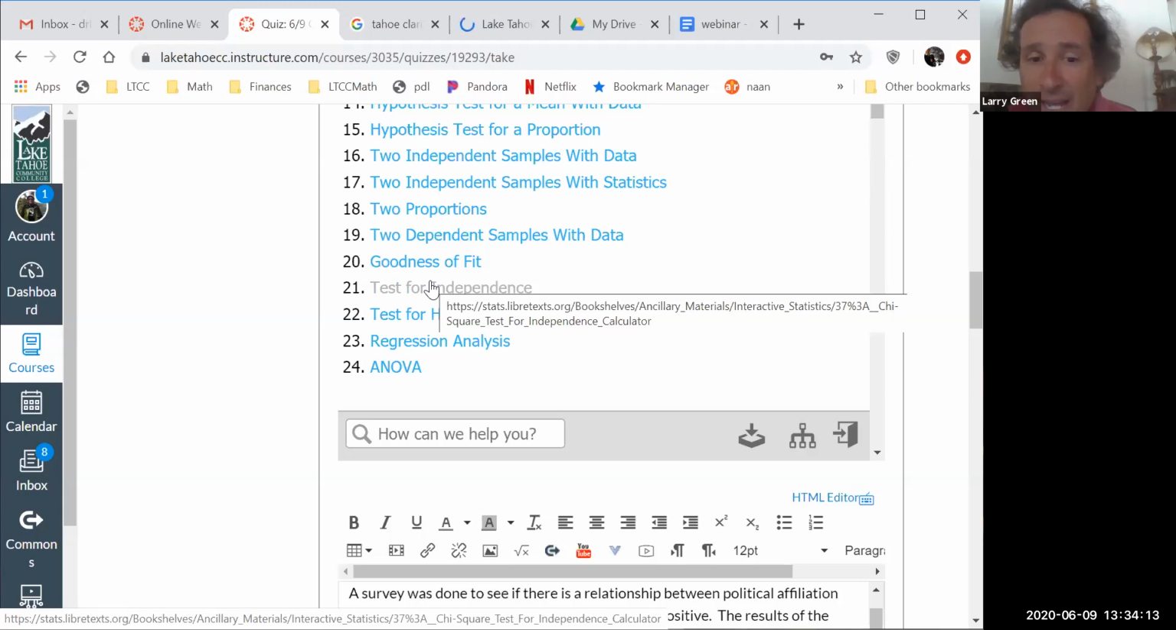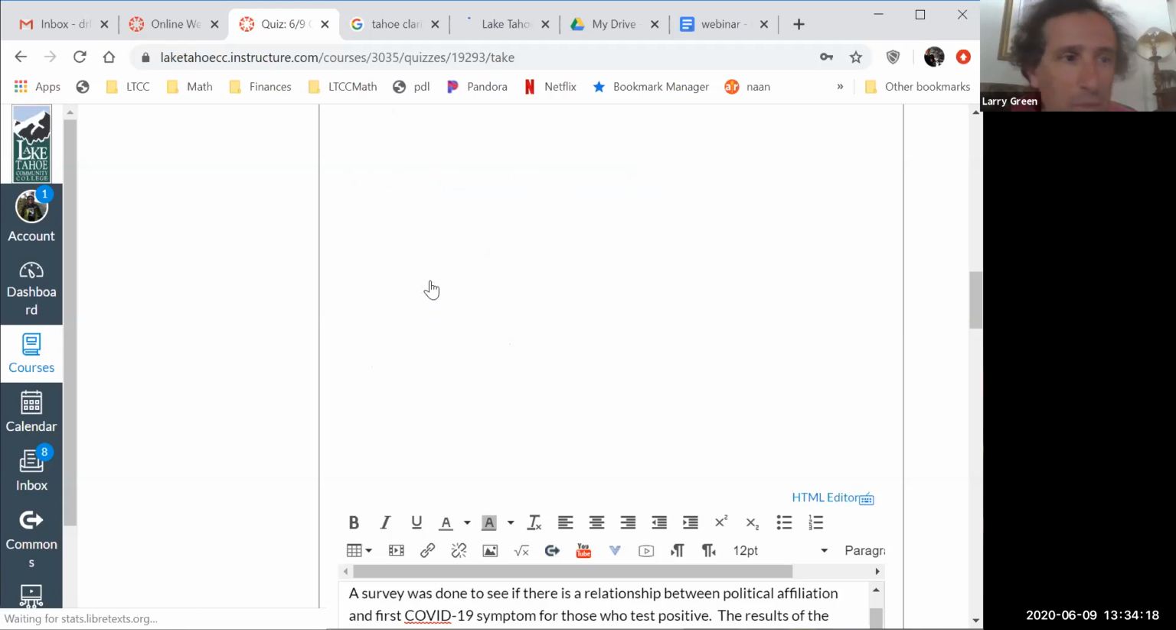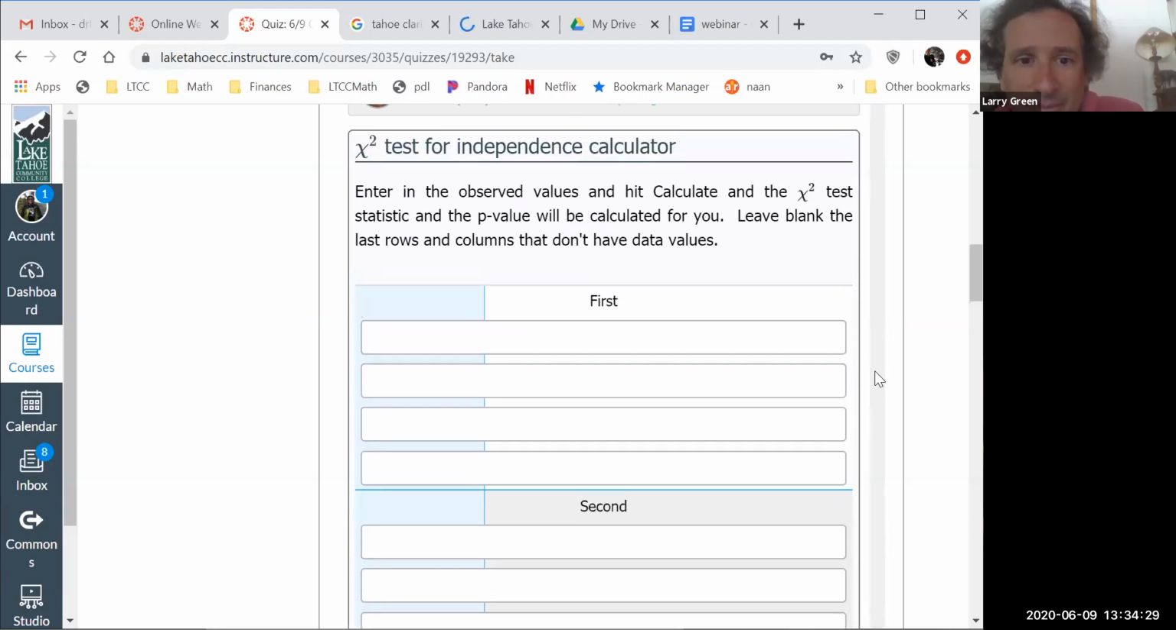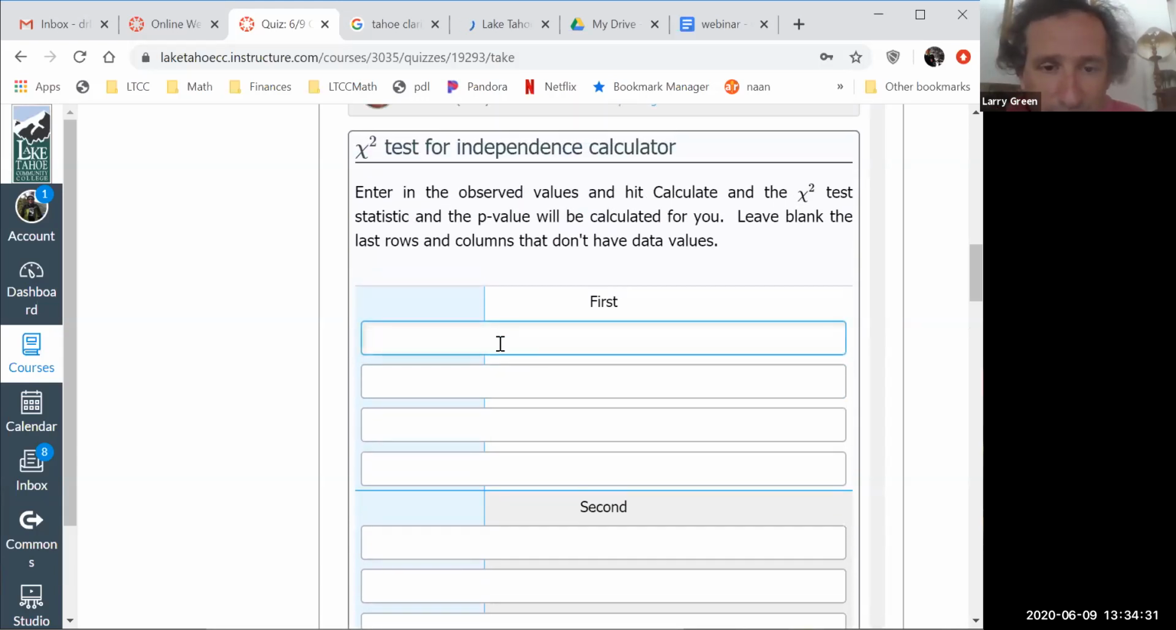Okay, once you know part A, it should be really easy to know which one to click. One of the reasons why I asked you to do it. You just looked wrong. Okay, as long as you got it right on the quiz, that's what matters. And more important was the final. So we're doing the chi-squared test for independence. And enter the observed values and hit calculate in the chi-squared test statistic. And the p-value will be calculated for you. Leave blank the last rows and columns that don't have data values.